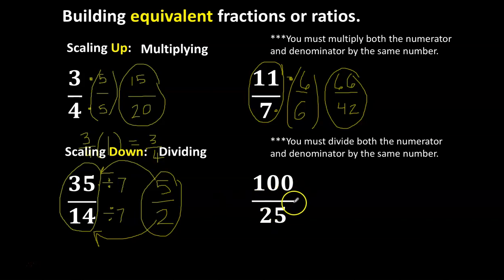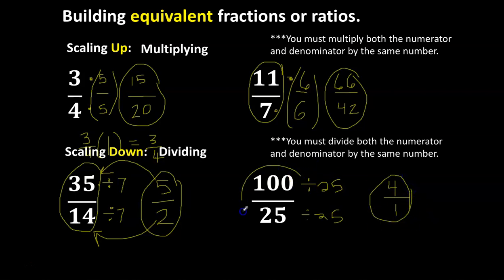Look over here at 100 over 25. I can divide both 100 and 25 by 25. 100 divided by 25 gives me 4, and 25 divided by 25 gives me 1, which actually reduces to 4. So this fraction, 4 over 1, is equivalent to 100 over 25. They just look different. Let me go on to the next slide.